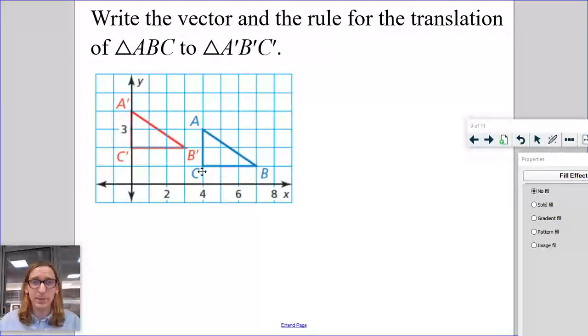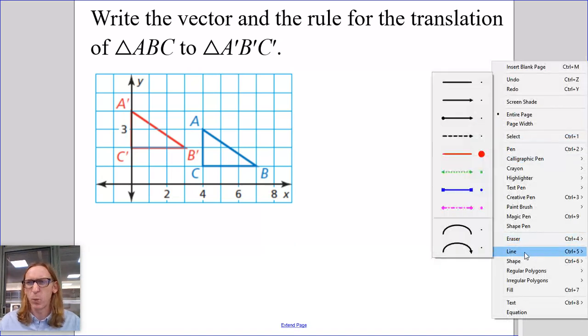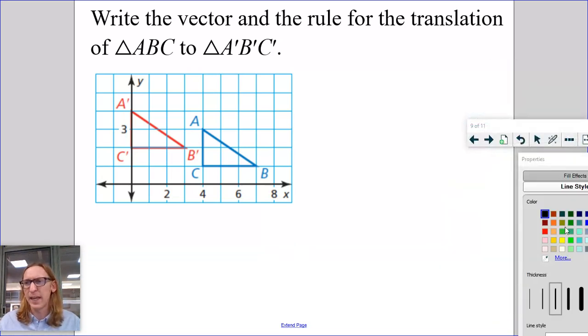So here's triangle ABC, the original, and triangle A prime, B prime, C prime, the new one. First, let's figure out how far this shape moved. And I'm just going to pick one of my points and follow where it went. Let's just use point A. Point A started here, and it's moved to point A prime right there. So let's see how far it traveled.